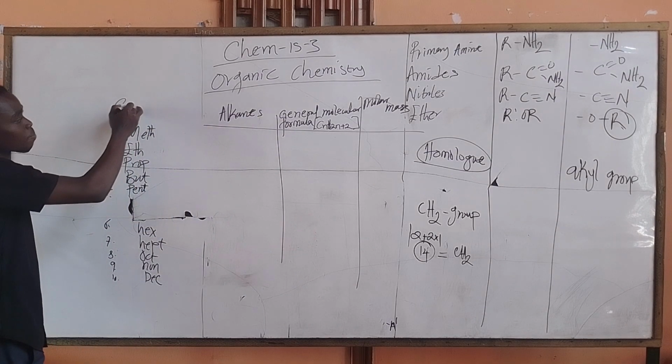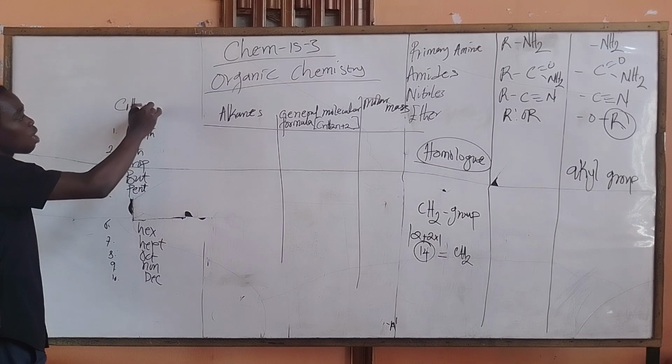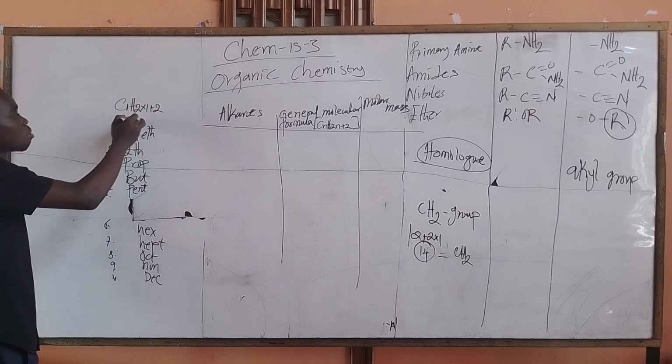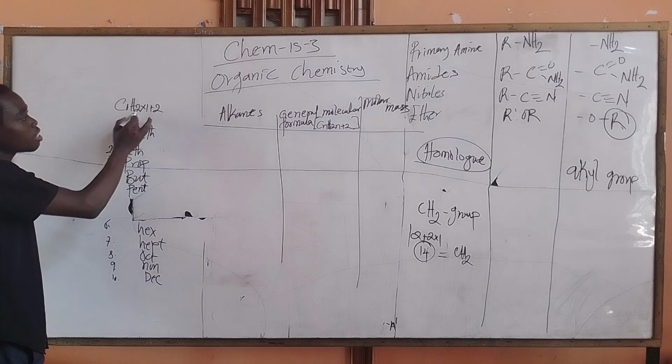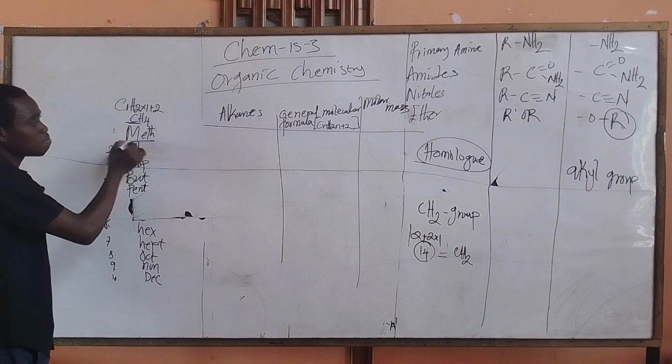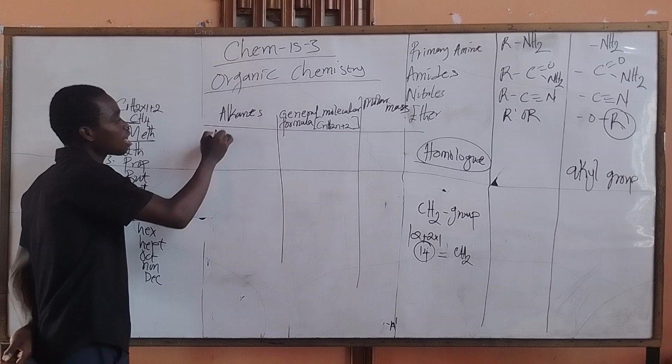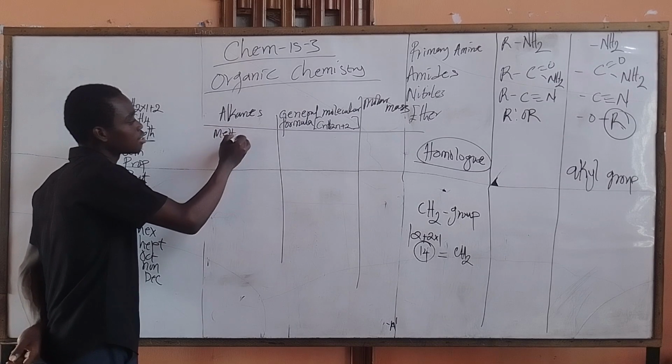If I substitute 1 into this formula, let's see what I'm going to have. I have C1H2 times 1 plus 2. So I'm going to have C. Anything times 1 is that same thing. I'll have H2 times 1 is 2, plus 2, so it's going to be 4. Now, I know that 1 carbon means meth, so I'm going to have meth here.